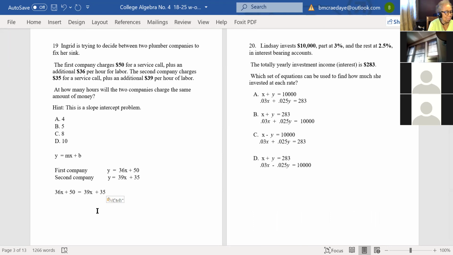Is it 36 divided by 50? No, remember, if I want to solve for x and I'm adding, I've got to do what? I've got to subtract on both sides. I'd have to subtract the 50 from both sides, right?